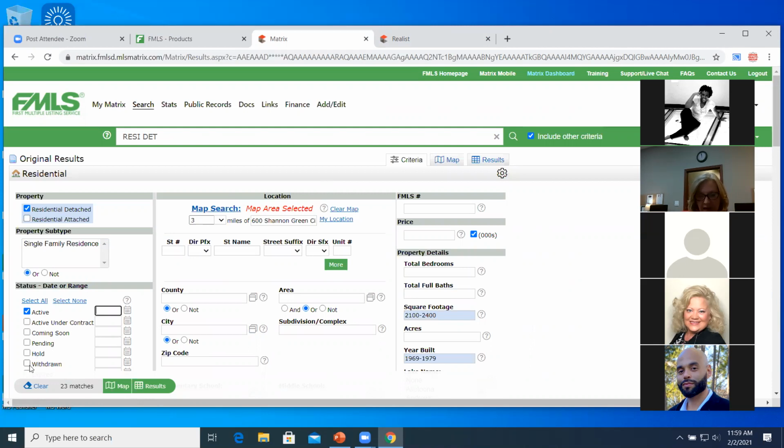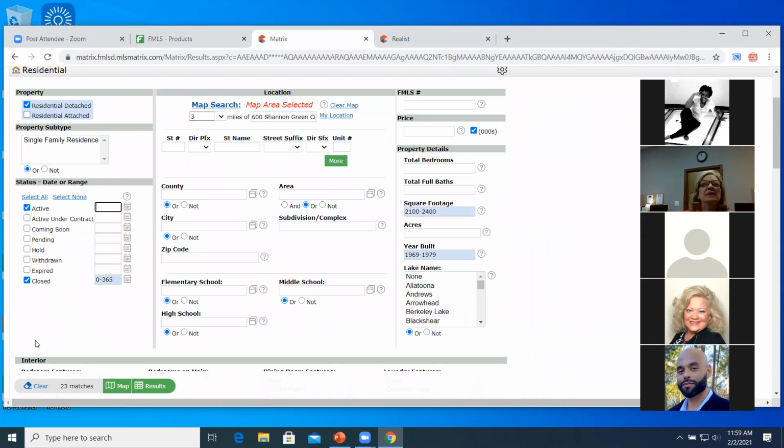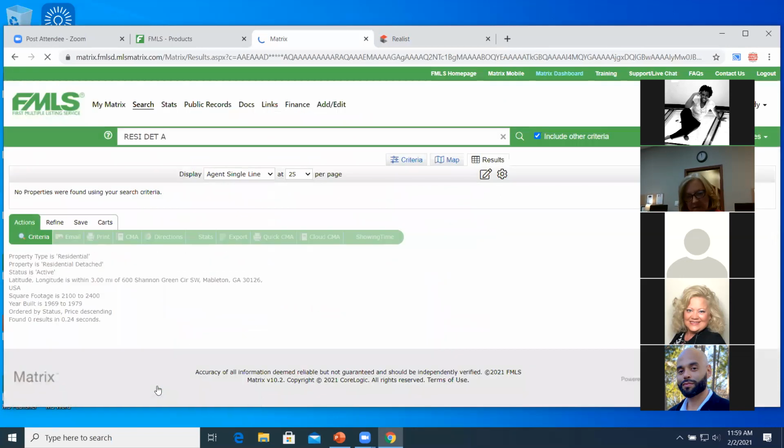So now what I'll do, and like I said, this is kind of my last step because I've already printed that CMA off, or saved it or whatever I've done, that quick CMA, so I know which properties I've looked at. Now I'll take out this closed right here and I'll hit results and just see what else is active. Nothing. No competition in that. Now, in that price range, in that 3 mile area, there's something for sale, right?